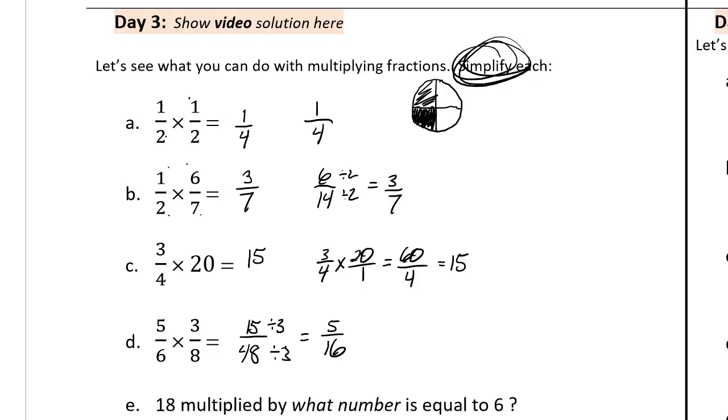Question E, 18 multiplied by what number is equal to 6? We're starting with 18 and ending up with an answer of 6, which is smaller than 18. That means the number that's multiplied by 18 must be a number less than 1. It must be a fraction. What does that fraction need to be? Well, how is the final result of 6 related to the starting value of 18? 6 is what fractional amount of 18? It is 1/3 of 18.